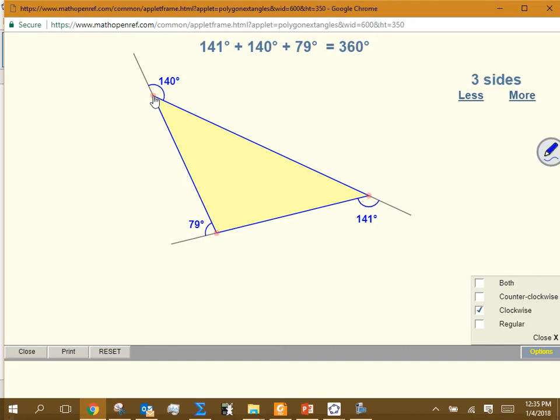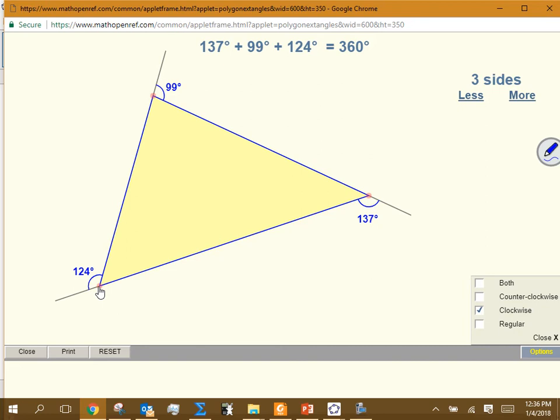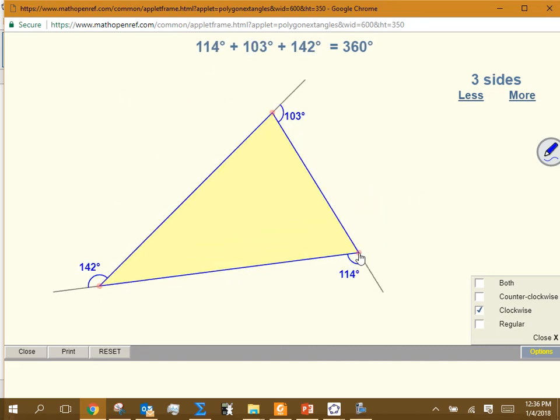All right, so I've got those exterior angles. I've got a triangle. Those exterior angles are all different. But if I take those exterior angles, and you can use your calculator to verify this, 141 plus 140 plus 79 gives you 360 degrees. As I change the triangle, it changes the individual angle measurements of the exterior angles, but what do they still add up to? 360. We talked about that earlier when we talked about remote interior angles for triangles. No matter how you change these, you get 360 degrees.